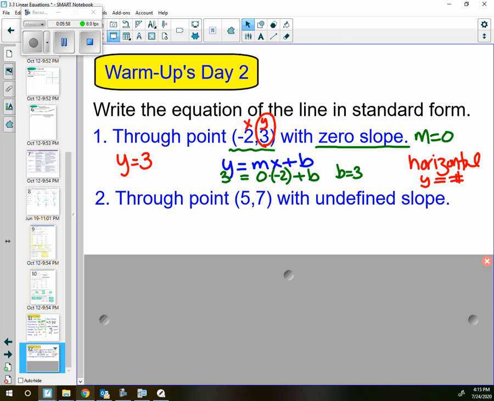All right, so another kind of special case that people struggle with goes through the point 5, 7. So this is your ordered pair. But with undefined slope. So that means the slope is undefined. What kind of a line has undefined slope? That is a vertical line. So if the slope is undefined, that is vertical.